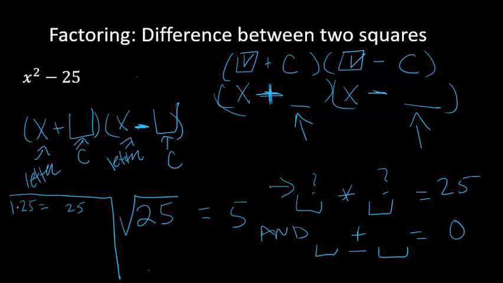Can I do 3 times something to give me 25? No. I can't do 2. I can't do 3. I can't do 4. Nothing I can multiply times 4 will give me a 25. What about 5? Let me try 5. 5 times 5, well, that gives me 25, right?